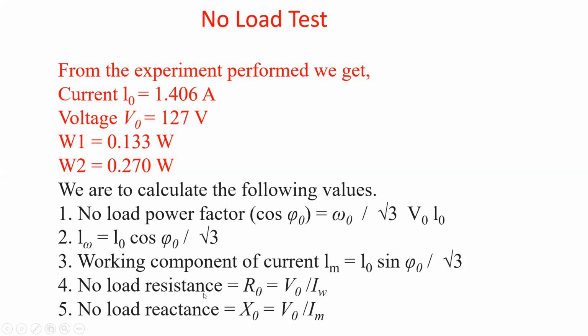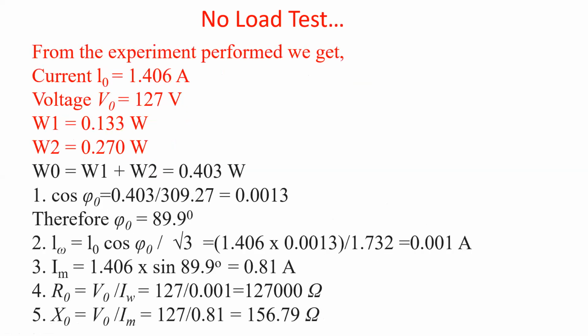Now if you want to calculate the no load resistance R0, it is equal to V0 upon IW. IW you have calculated from this, and the no load reactance X0 is equal to V0 upon IM. IM is the component of current which you have calculated from this. Okay, so for this particular thing, let us calculate all the values.